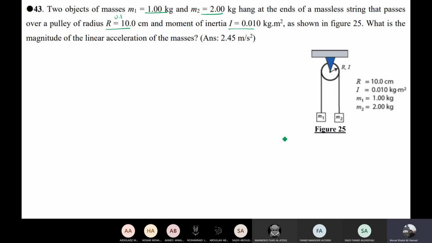Again, here we have a free body diagram. For the first one, we have m1 g and tension 1. For the second one, we have m2 g and T2. For the pulley, here we have T2 and here we have T1. Right? The tension is always outward, guys.